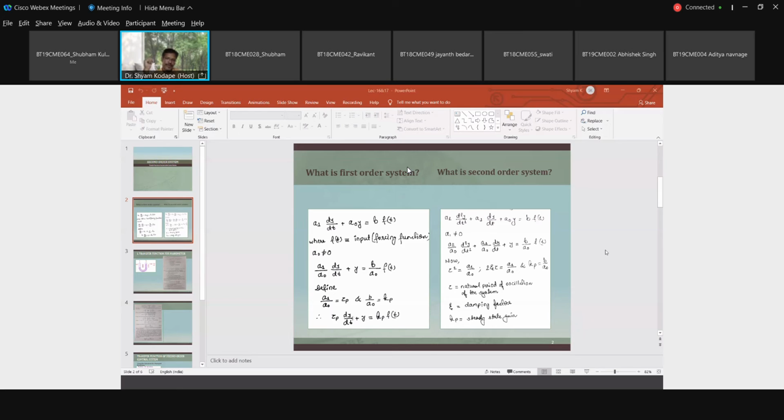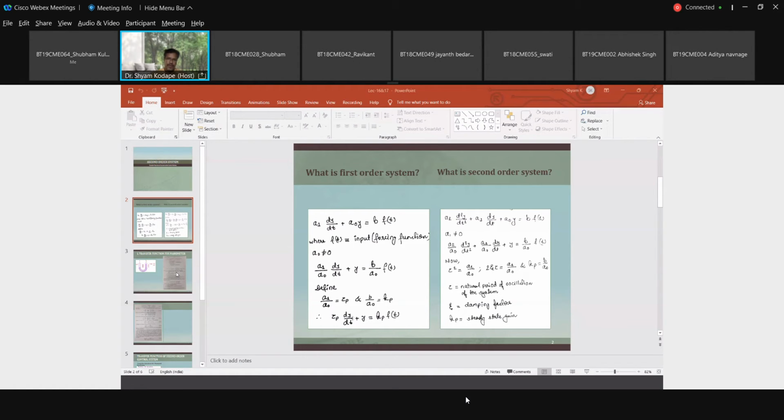Order 2, then we call it a second order system. Second order system, as we can see here, first order system and second order system, these are their very standard format. Tau is named as the natural period of oscillation, xi is the damping factor, and Kp is the steady state gain in the second order system.